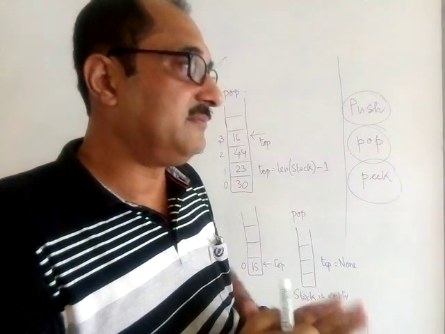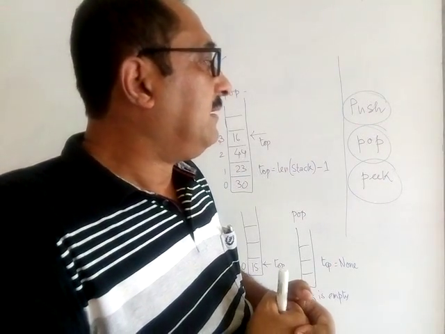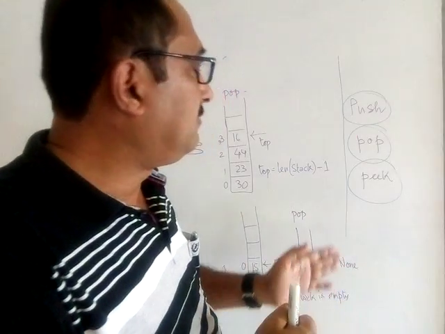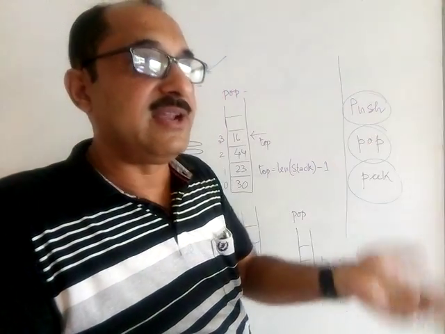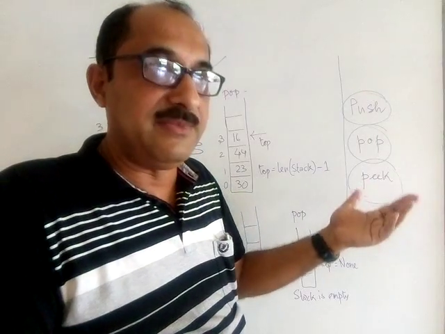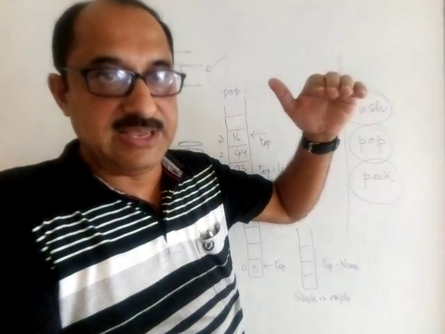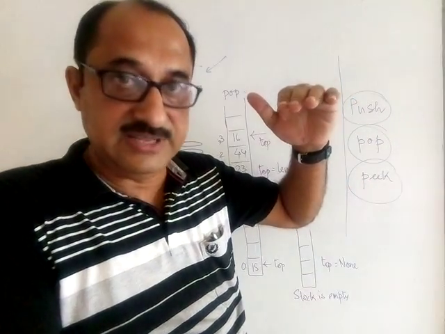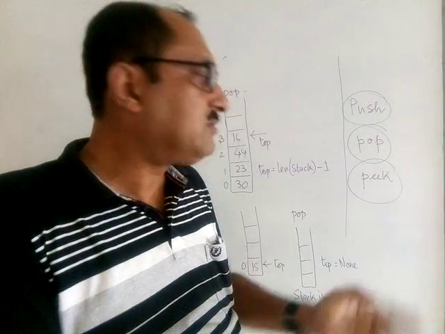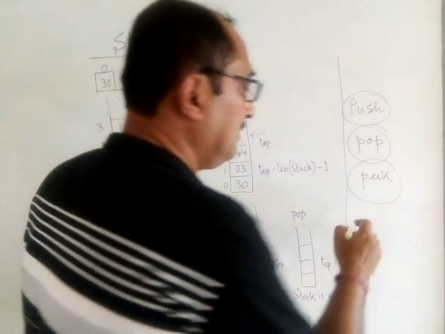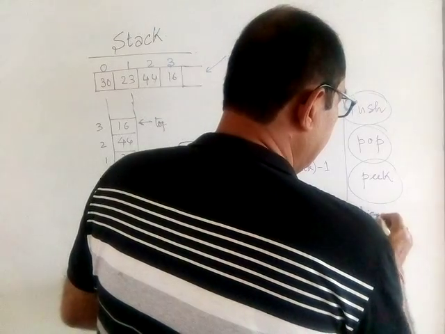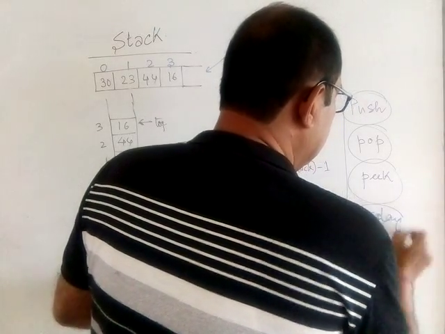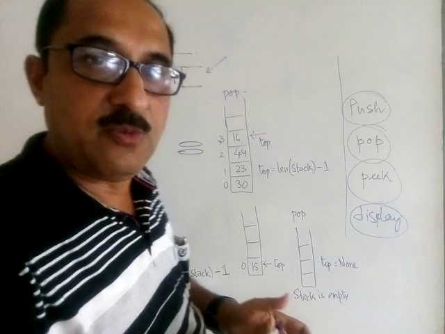That is called peek. Fine. And obviously how a stack looks after I push or after I pop an element, I can display also. I can display the content of the entire list. So display is another option which we can do. Right? Fine. So these are called stack operations.